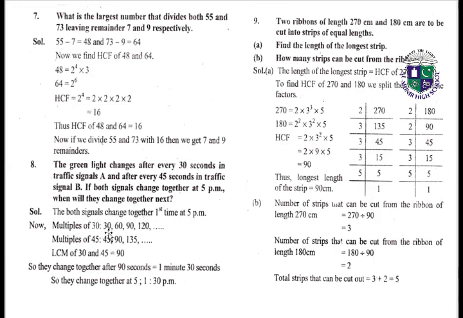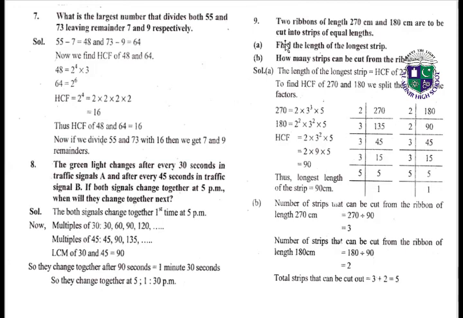Multiples of 30: 30 times 1 is 30, 30 times 2 is 60, 30 times 3 is 90, 30 times 4 is 120, and so on. Multiples of 45: 45 times 1 is 45, 45 times 2 is 90, 45 times 3 is 135, and so on. The LCM of 30 and 45 is 90. So they change together after 90 seconds, that is 1 minute 30 seconds. So they change together at 5:01:30 p.m.